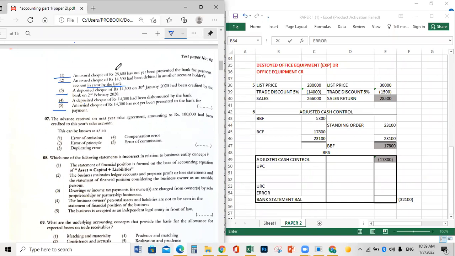Now see, an issued check 14,300 had been debited in another account holder's account in error by the bank. Guys, if the bank has debited, then for us, what is it?